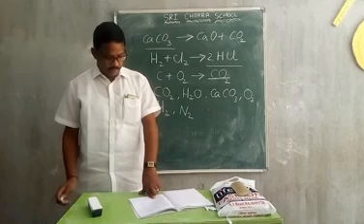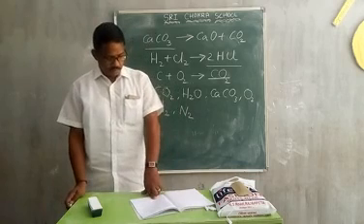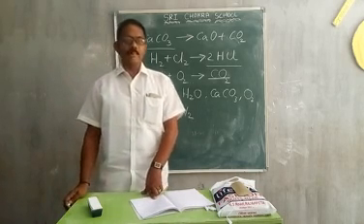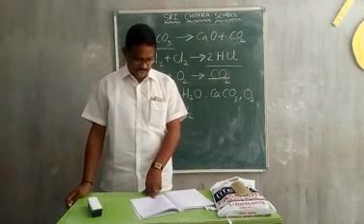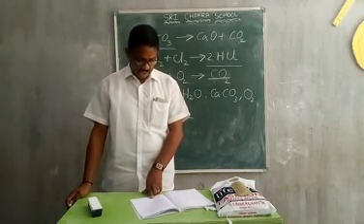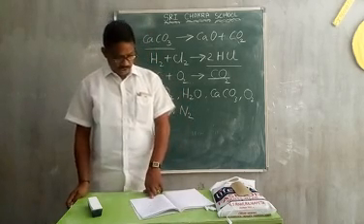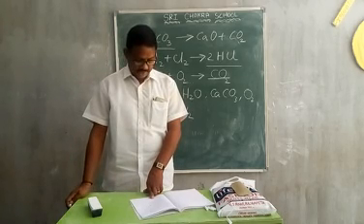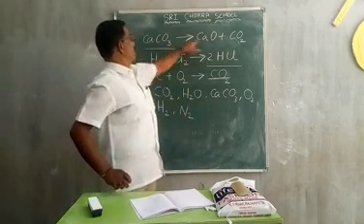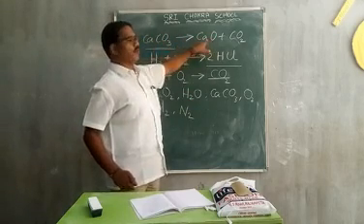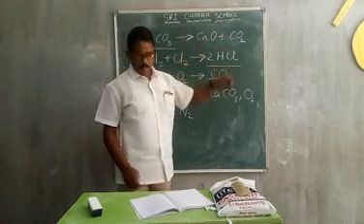Next, fill in the blank. Formula of a chemical compound cannot be altered. Next question. In a chemical equation, reactants and products are connected by an arrow mark.